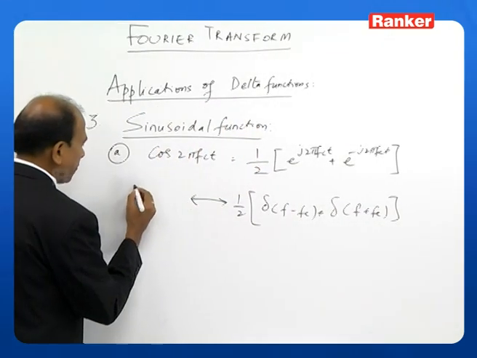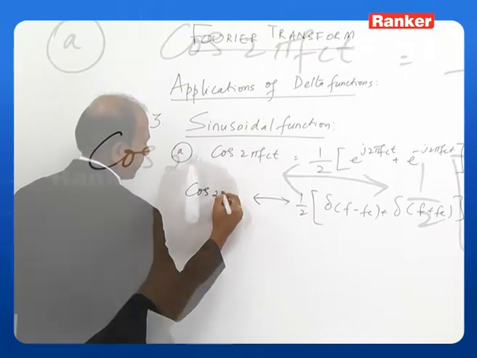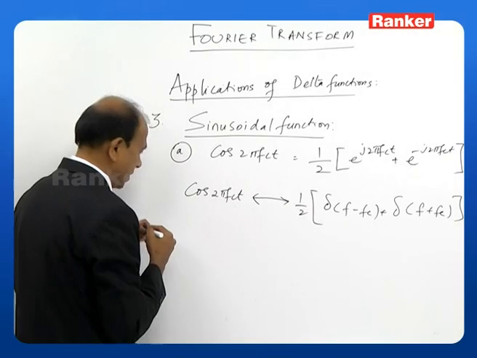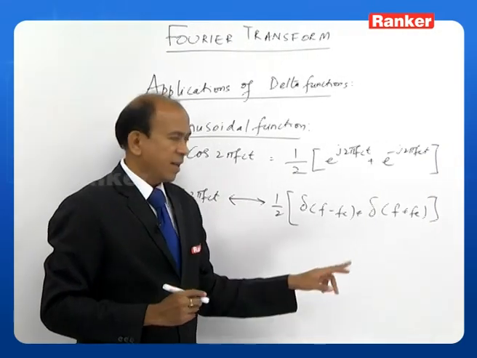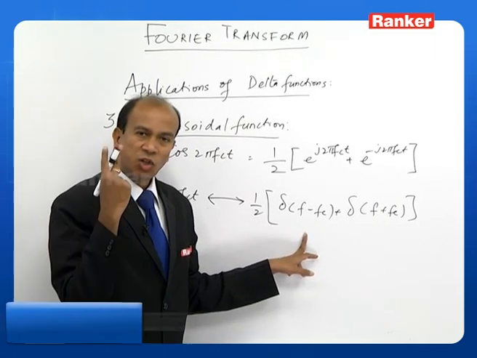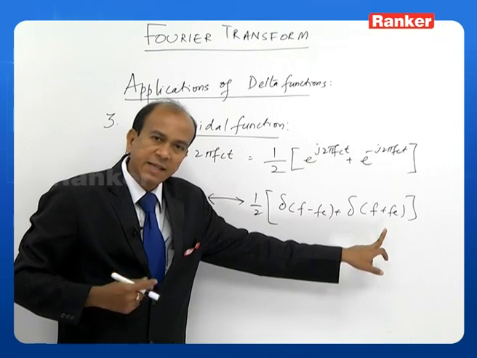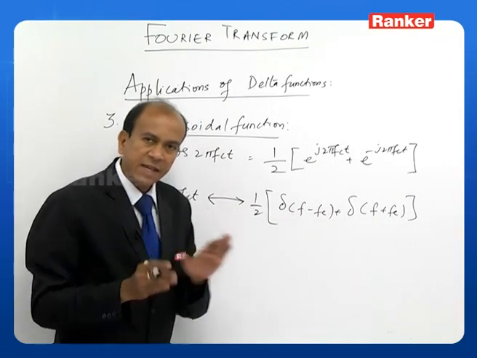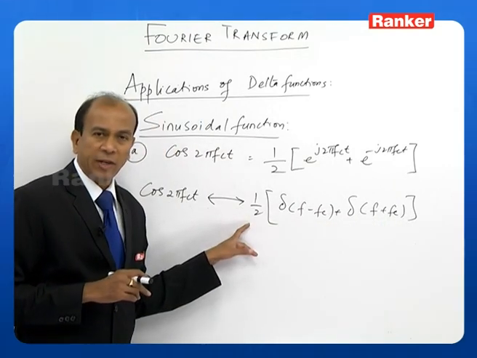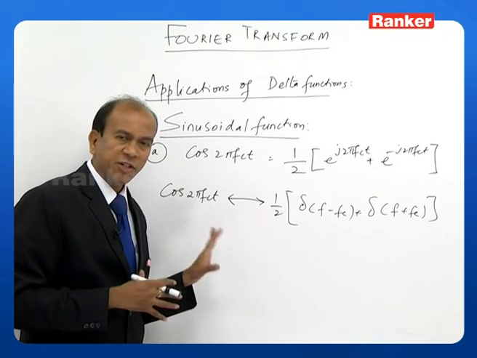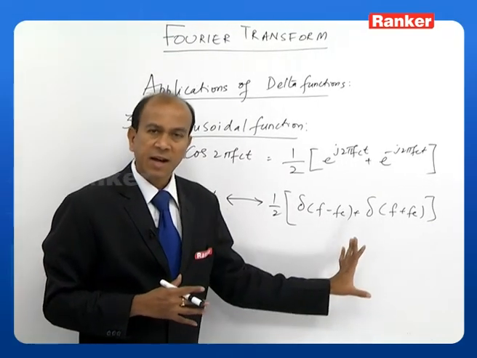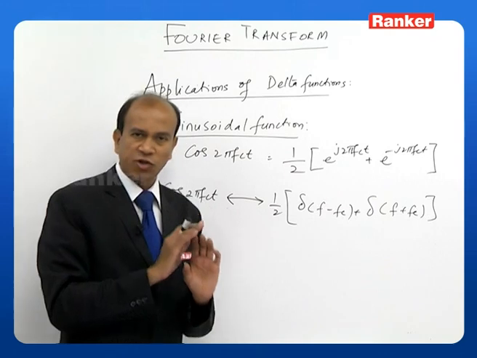That means a cosine function in frequency domain will consist of two delta functions, one existing at f is equal to fc, the other existing at f is equal to minus fc, scaled by a factor 1 by 2. So, a cosine function is represented in terms of a delta function in frequency domain. Let us draw this now.